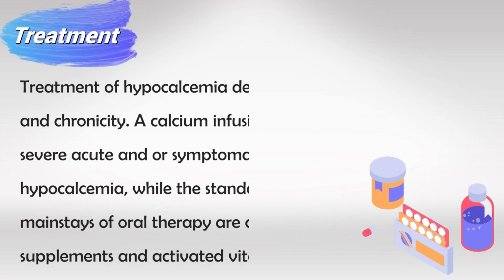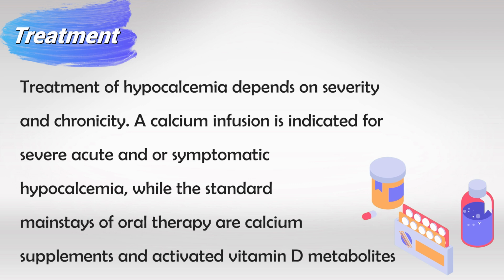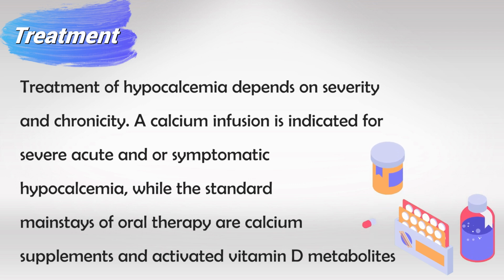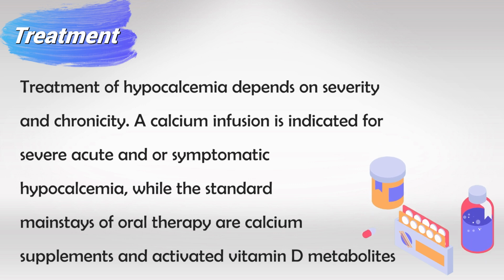Calcium has to be corrected slowly, so if a patient has chronic hypocalcemia, it should be corrected slowly by smaller, gradually increasing doses over time. But if a patient has acute hypocalcemia, it can be corrected with a large dose of calcium. Again, this can be given either intravenously or orally.